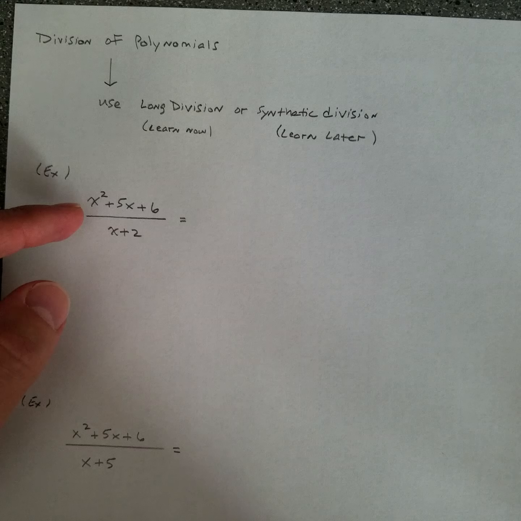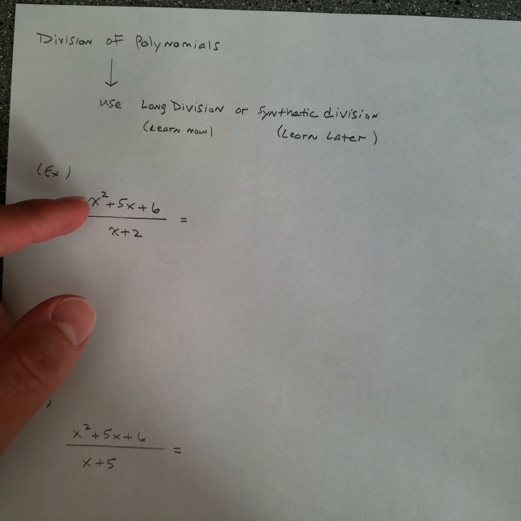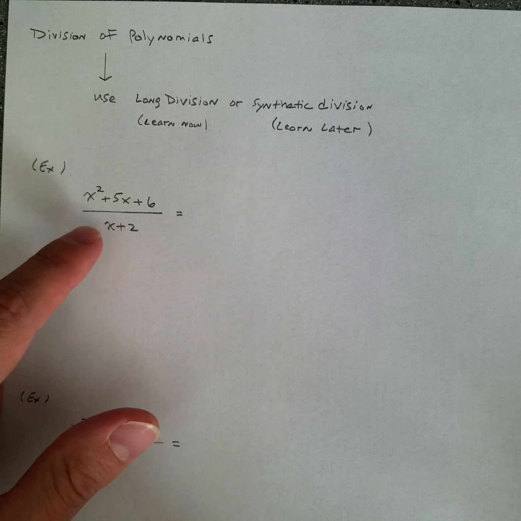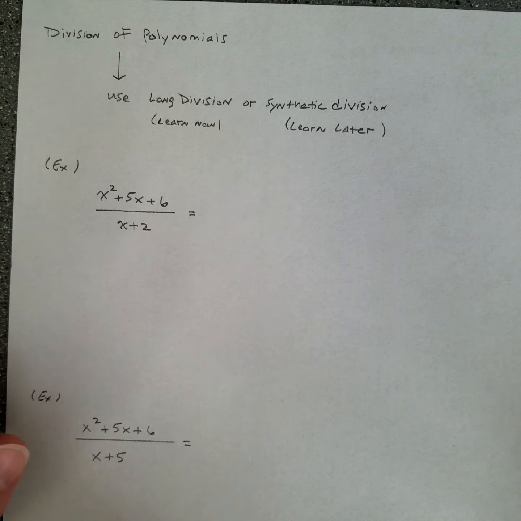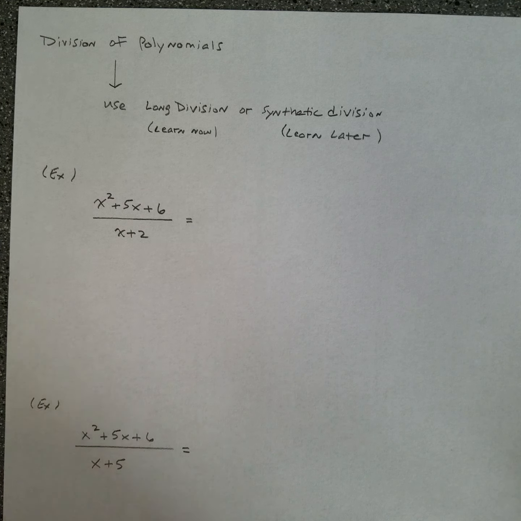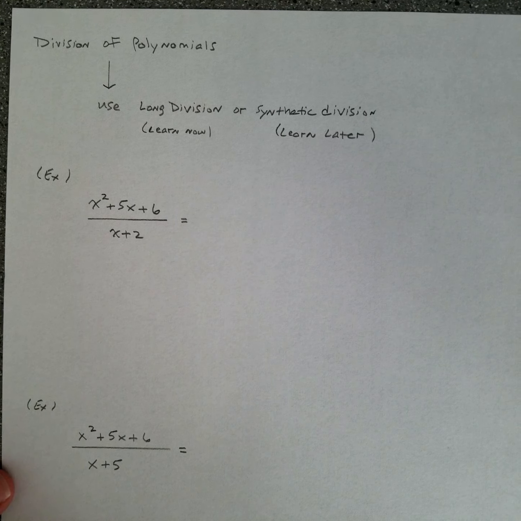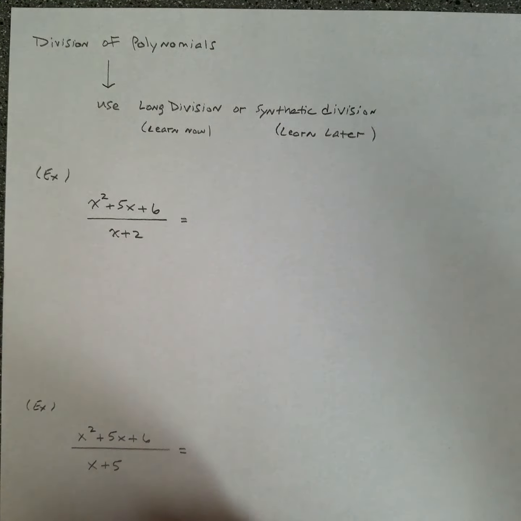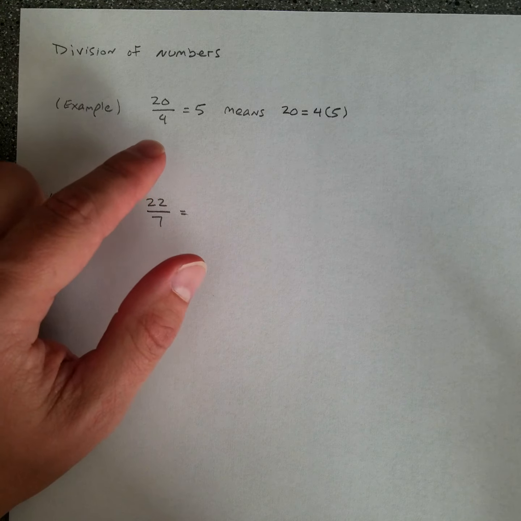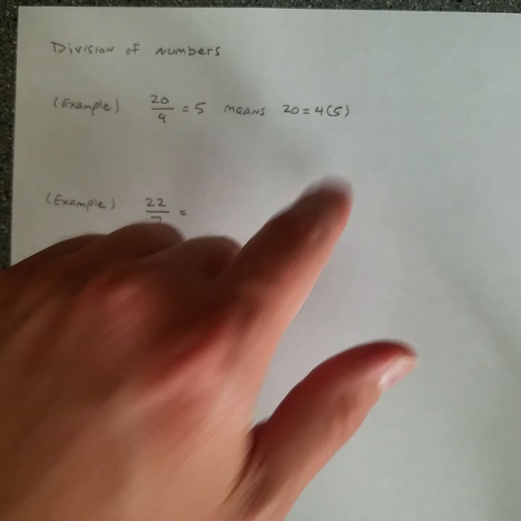A polynomial is some function of x where all the powers are positive whole numbers. You know, x squared plus 5x plus 6, that's a polynomial. x plus 2, that's a polynomial also. So you can divide those, and I'll show you why it would even be possible or make sense that you can divide them.